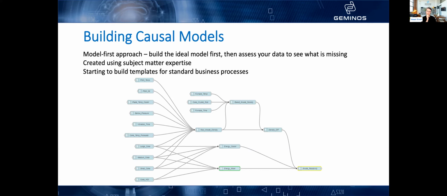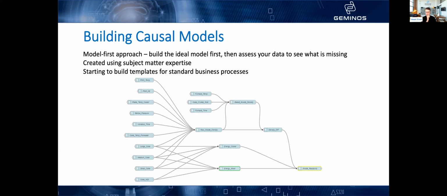The other thing that we're doing is starting to build templates for standard business processes so that we can publish those in the platform, and you can start to build more Lego-like. And obviously that's something that customers are doing as well. They're building their own templates. They're publishing those across the organization so that we've got standard kind of pieces, if you like, standard Lego pieces to build from.